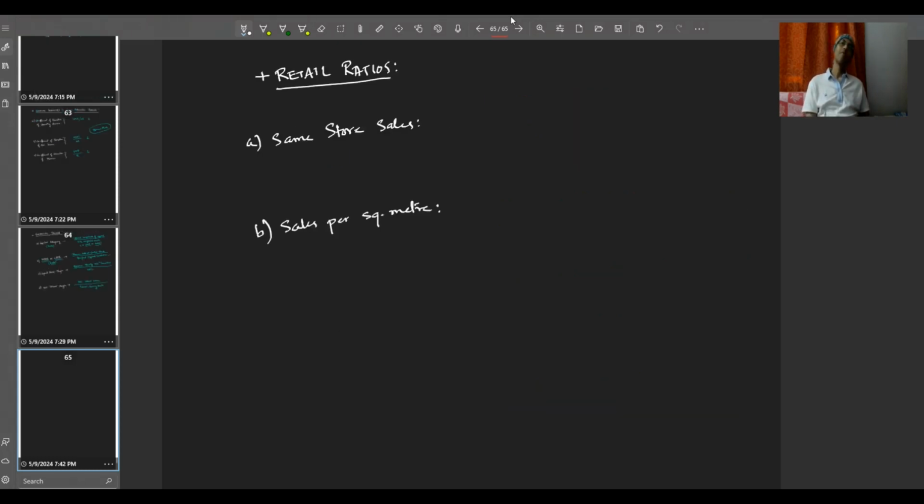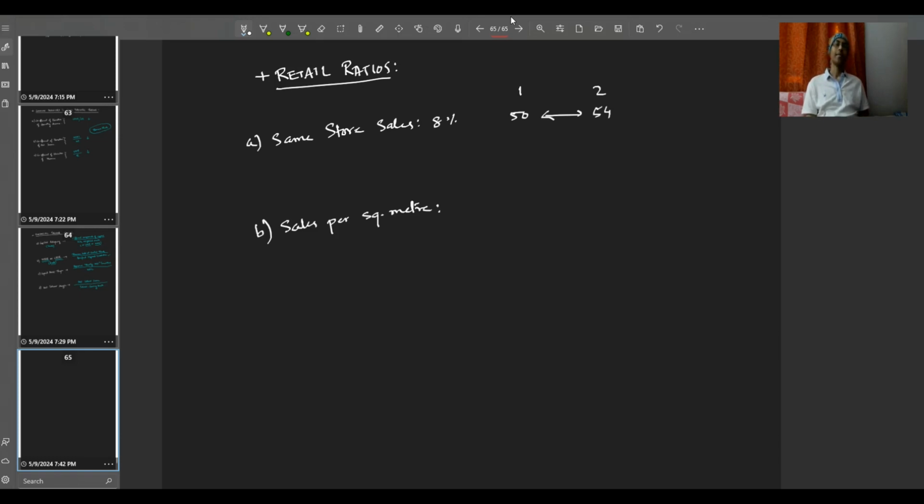Now we talk about a couple of retail ratios. The first one is the same store sales. This goes like this. Let's say in period 1, one of the stores gives a revenue of 50 million. In the next period 2, it gives a sales of 54 million. Now the same store sales figure will be 8%. That is the increment from 50 to 54. Whatever that growth rate is, that is basically the same store sales growth.